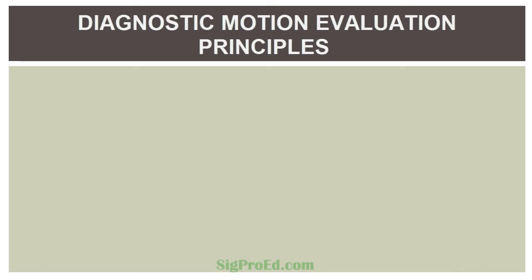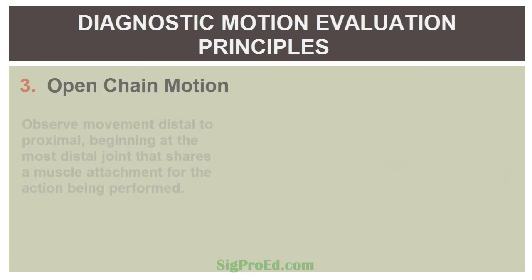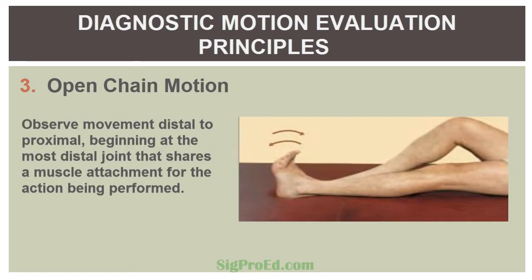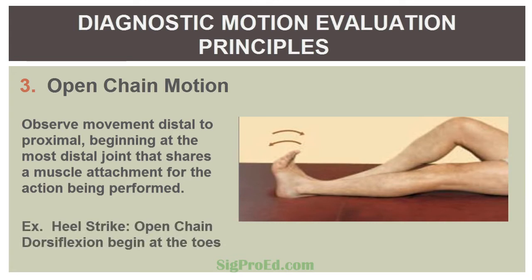The second principle is when we're looking at open and closed chain motion. Because when we look at open and closed chain motion, our observation and our palpation will occur at different locations. For open chain motion, the observation of the motion will be distal to proximal, meaning that you will begin your observation at the most distal joints that share muscle attachments for the action being performed.